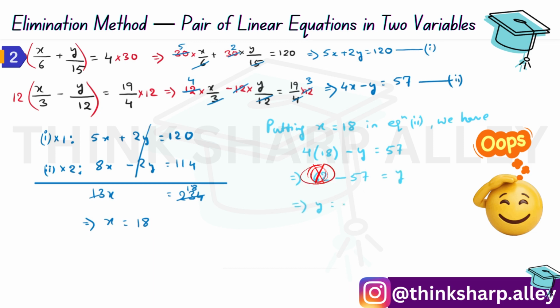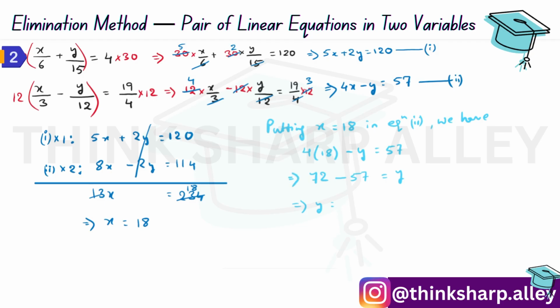So y is basically 62 minus 57, which is, I'm so sorry, it will be 72. My bad. So 72 minus 57, which is equal to 15. So the solution for this given pair of linear equations is x equal to 18 and y equals 15.